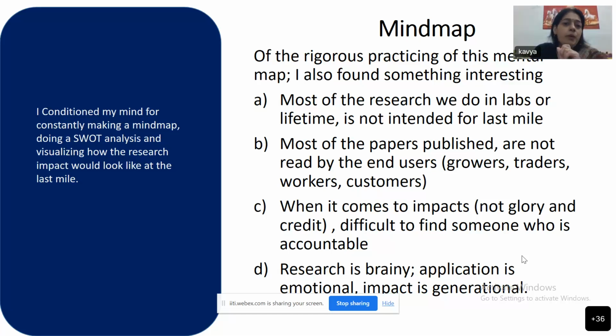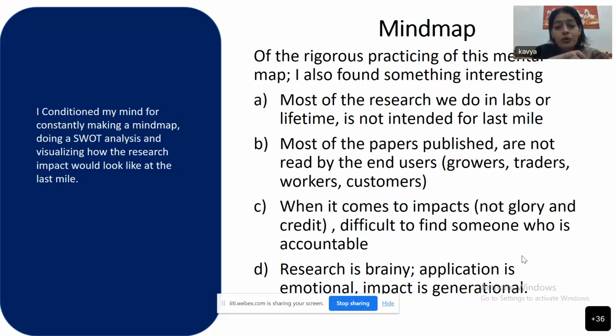And most of the papers we publish in the name of sustainability, in the name of novel research, in the name of breakthrough technology, in the name of game changers, are not even read by the end users, that is growers, traders, workers, customers, technology operators. These papers are not even read by those people. So no matter how much we highlight the gray areas, or our failing points, nobody is reading those unless it is a next-line researcher.